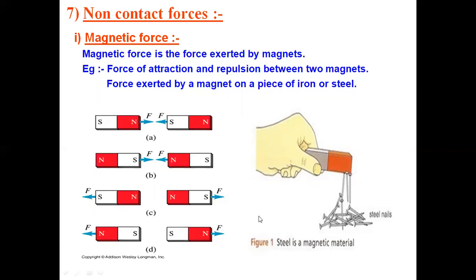Even with repulsion and attraction, as we bring the north pole of one magnet and the south pole of the other magnet from a distance, they get attracted. And if the like poles are there, like north and north pole, they repel each other. So magnetic force is an example of the non-contact force.